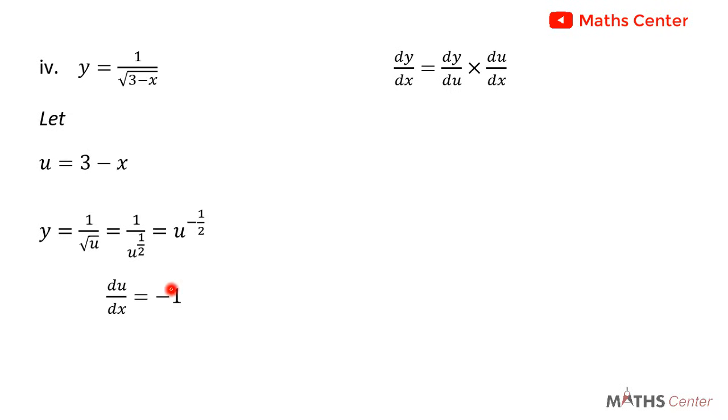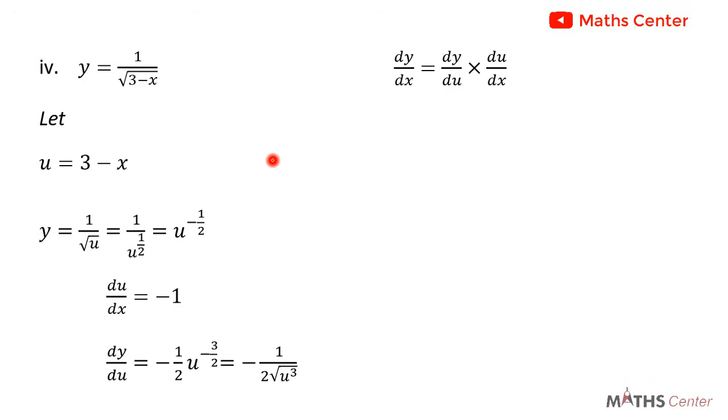For dy/du, we are differentiating y with respect to u. So dy/du will be equal to, the negative half will drop, so you have negative half, and then you reduce negative half by 1, so that is going to be negative half minus 1, and that will give us negative 3 divided by 2. So this gives us negative half times u exponent negative 3 divided by 2. From indices, this will give us negative 1 divided by 2 root u cube.